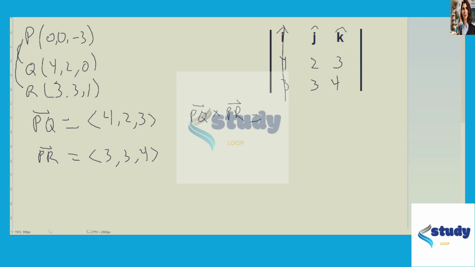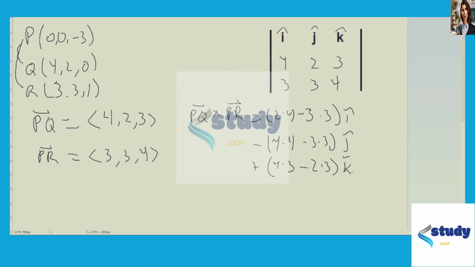So remember, we ignore the first column of this matrix, and then look at 2 times 4 minus 3 times 3, I, minus, then we ignore the second column, 4 times 4 minus 3 times 3, J, plus, and then we ignore the third column, and we'll look at 4 times 3 minus 2 times 3, K.